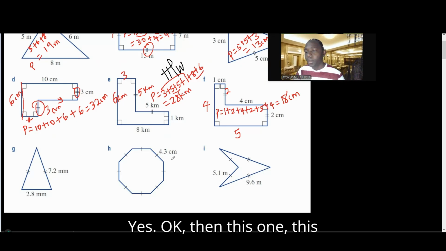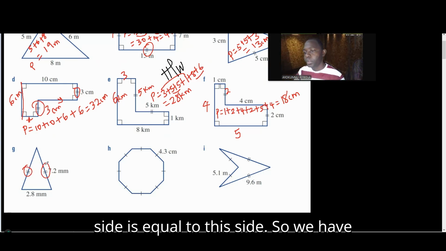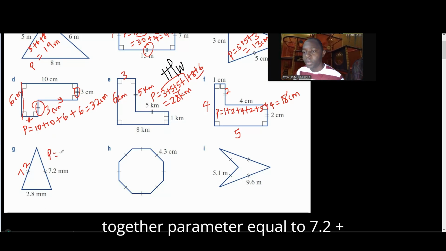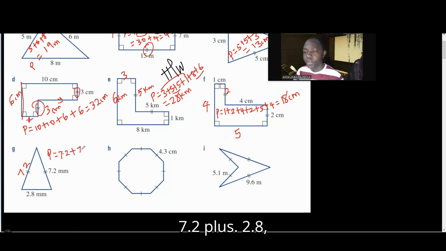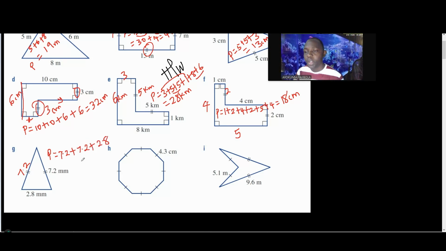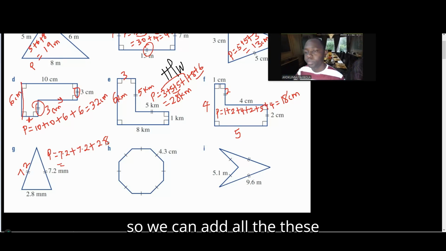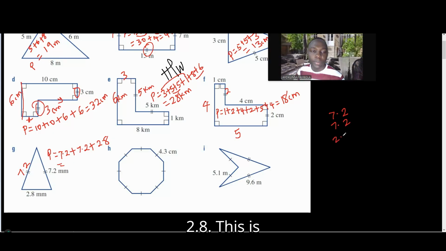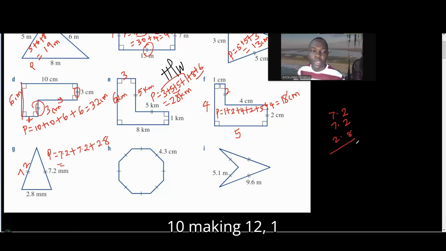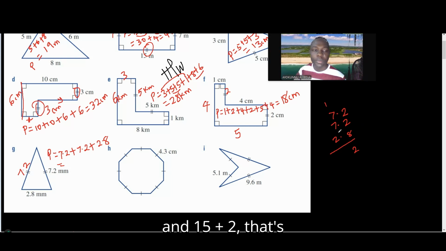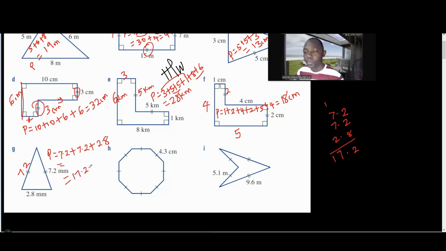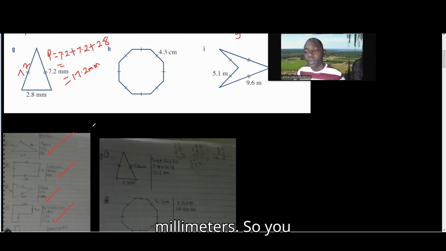Yes. Okay. Then this one, this side is equal to this side, so we have 7.2 here. So we're going to add them together. Perimeter equals 7.2 plus 7.2 plus 2.8. So we can add all these: 7.2, 7.2, 2.8. That's 17.2 millimeters.